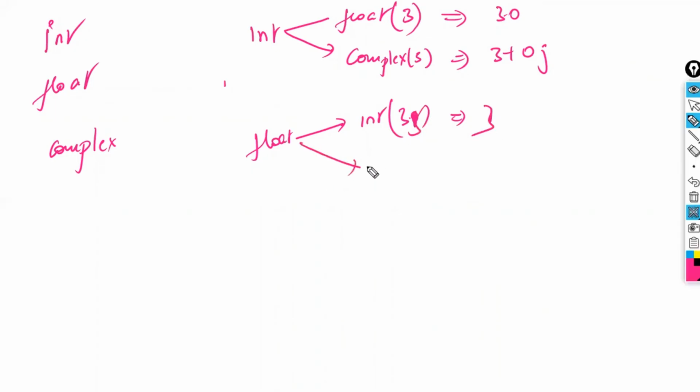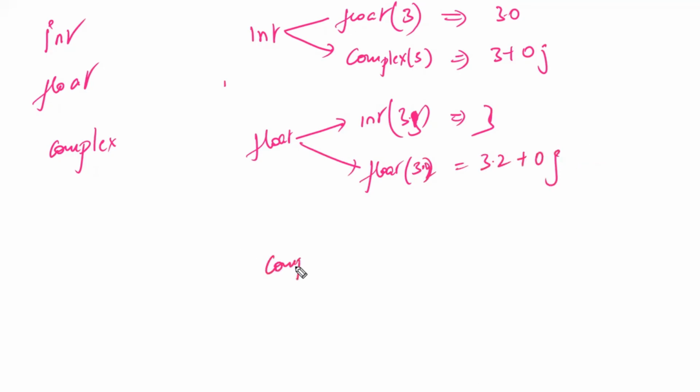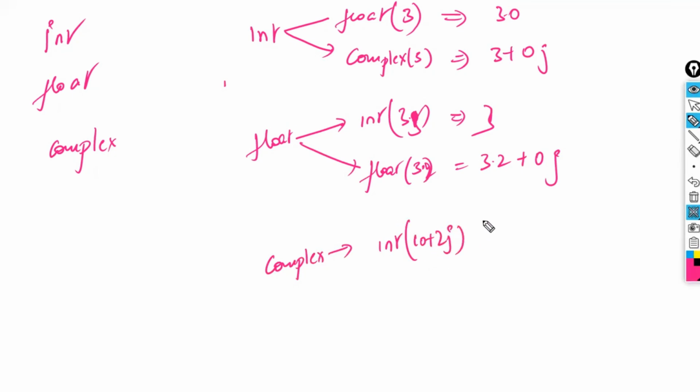Similarly, can I convert float to complex? Complex of 3, or 3.2? That is nothing but 3.2 plus 0j. Next, can I convert any complex number to int? Int of 10 plus 2j. It is not possible. It is going to throw an error.